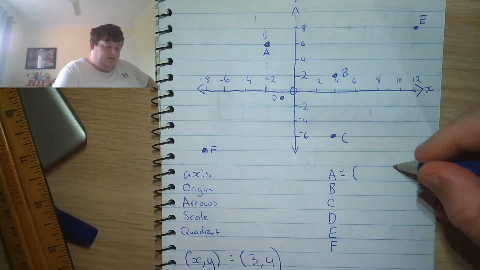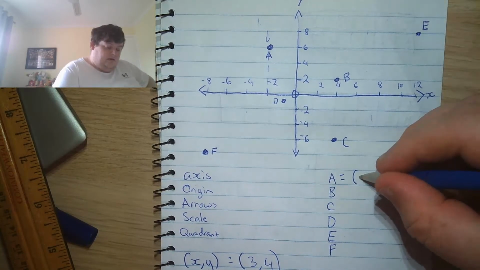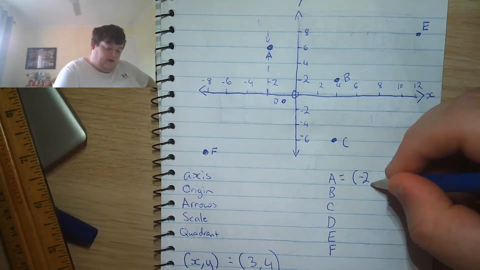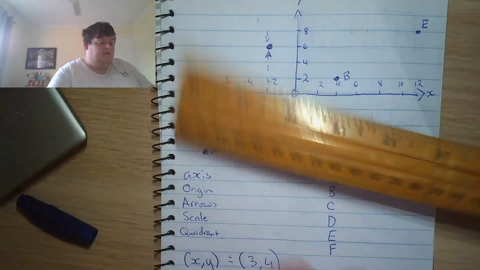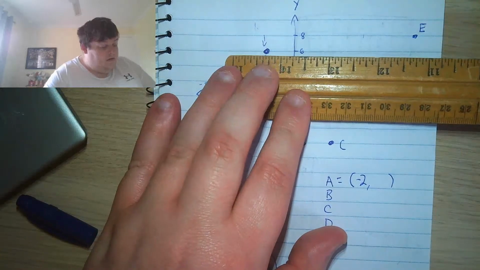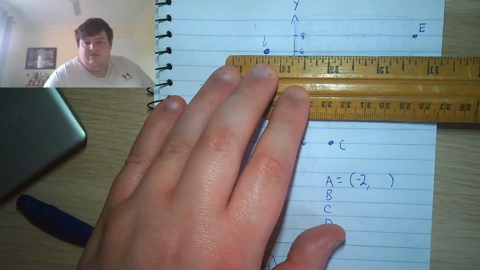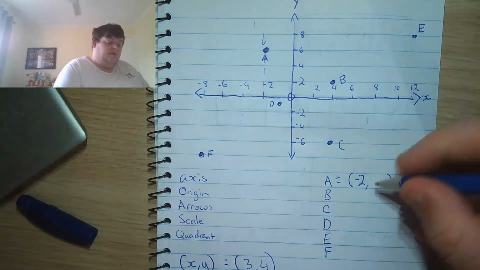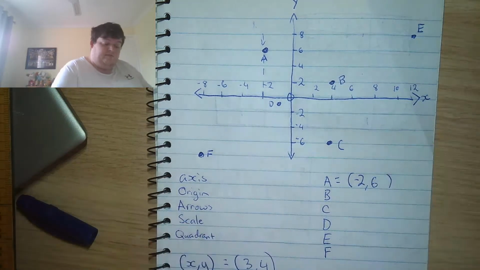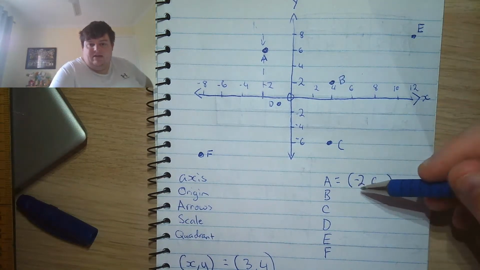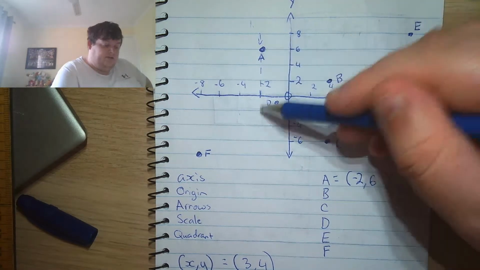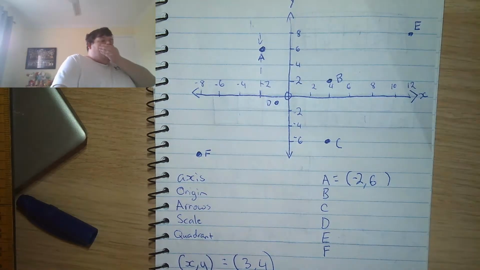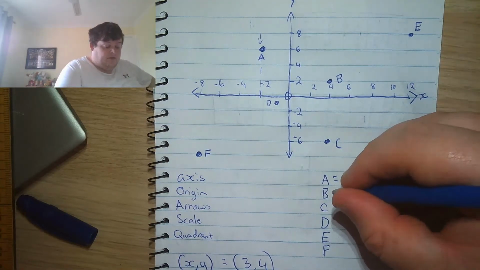So this point is -2 for x, comma, and let's see where it fits in for y. Well, it fits in at +6, so I would write +6. Therefore, point A is at the coordinate -2, 6, where those two meet. Let's try another one. Let's try B.